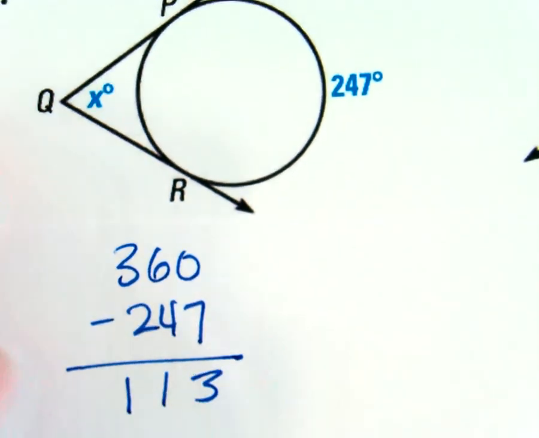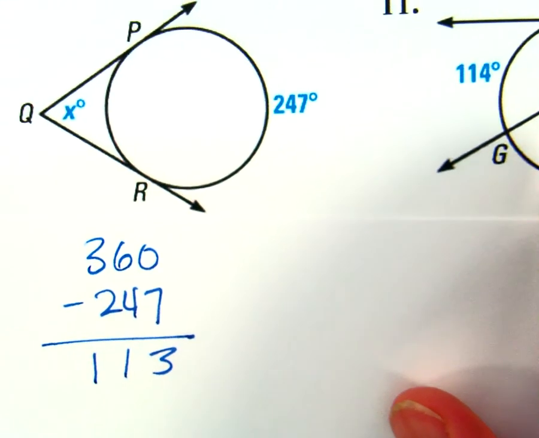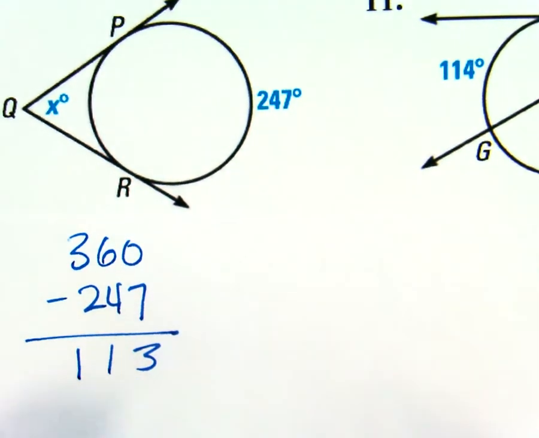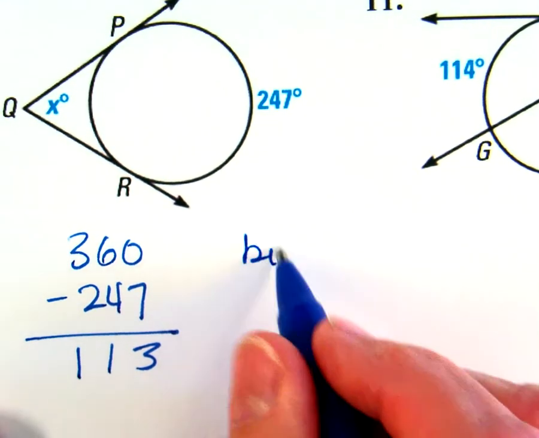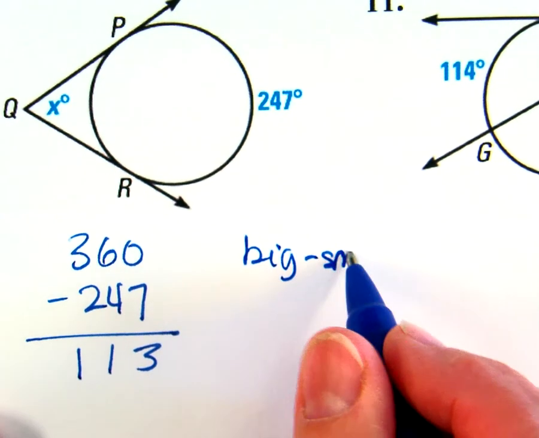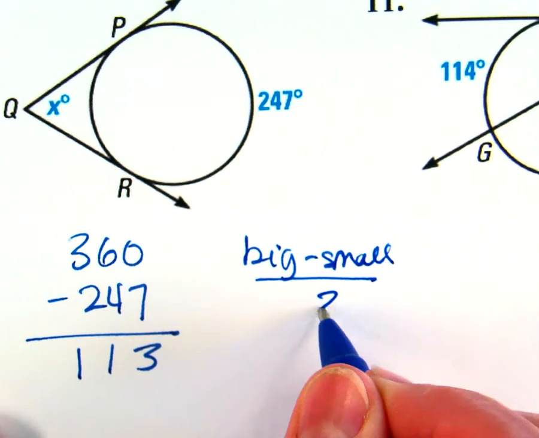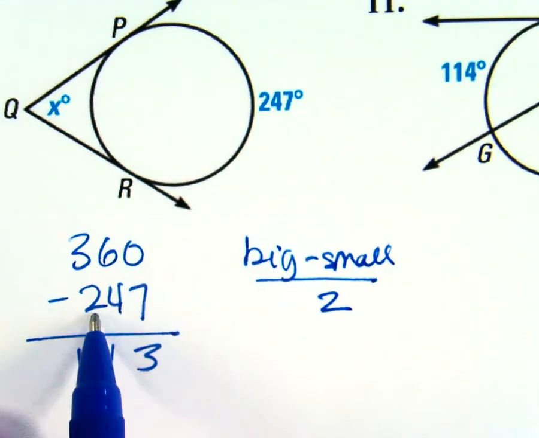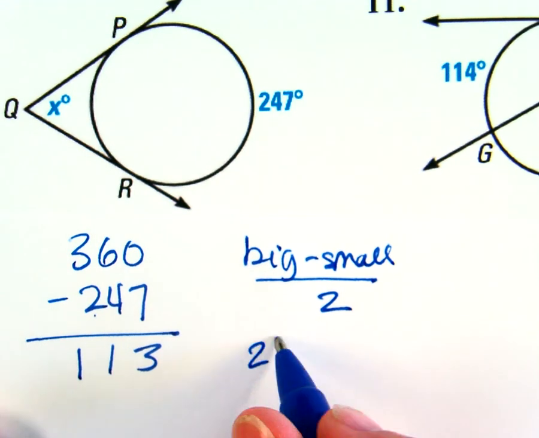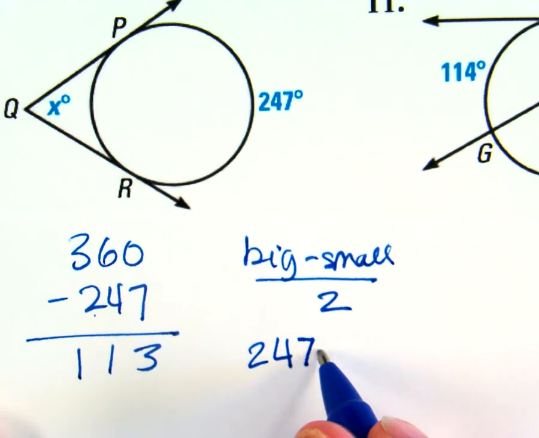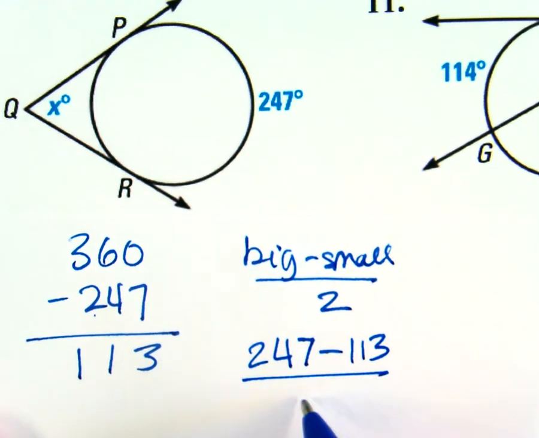So then what was my handy-dandy trick that I came up with for drawing my parallel line? It was big minus small divided by 2. Okay, the big is 247. The small is 113, and divide by 2. You work that out, and you're going to get that it is 67.